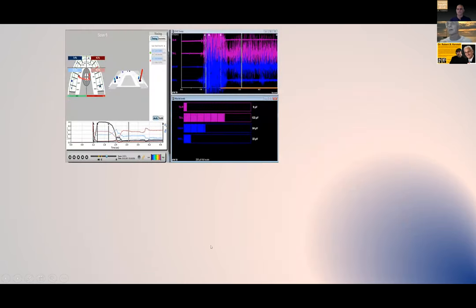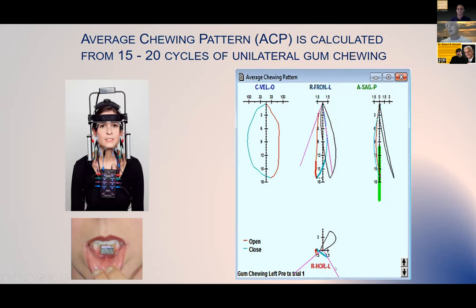And the worst one was the horizontal. The horizontal, you're supposed to be chewing out from your face and back in. She's chewing behind her head, right? I'm not sure how she's doing that, but you see the pathways behind her. So there's really a muscular problem.